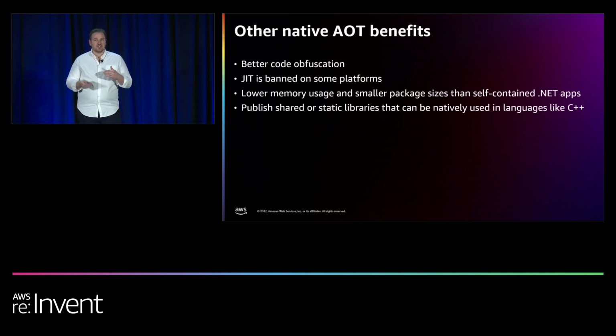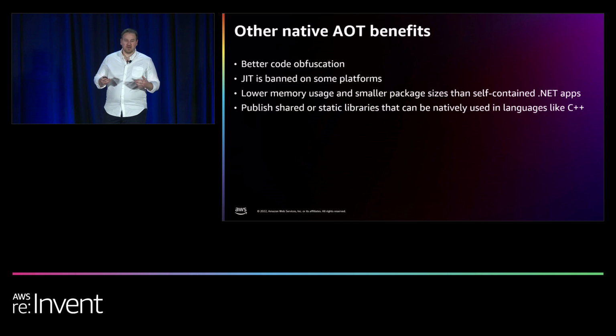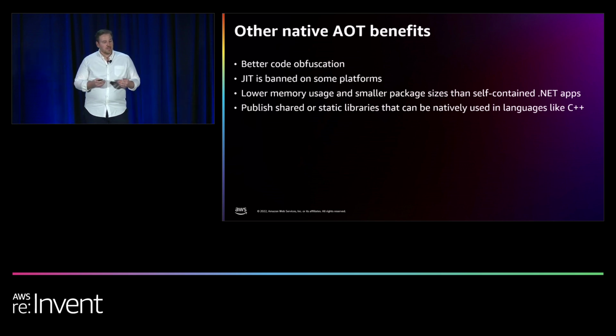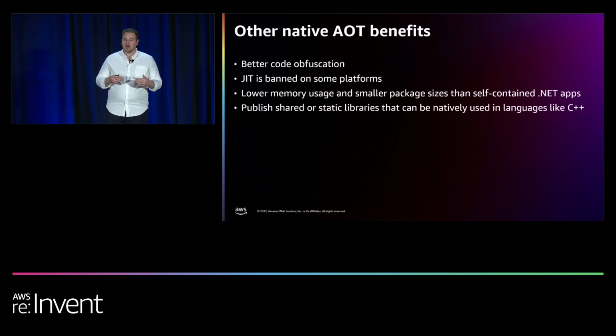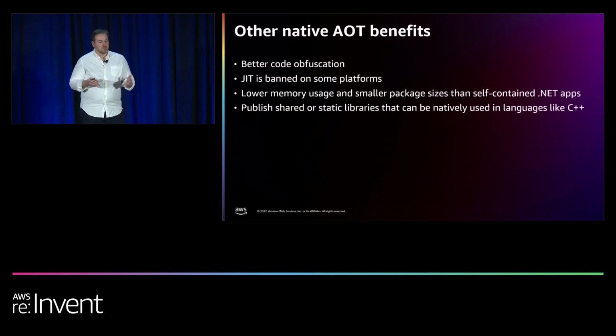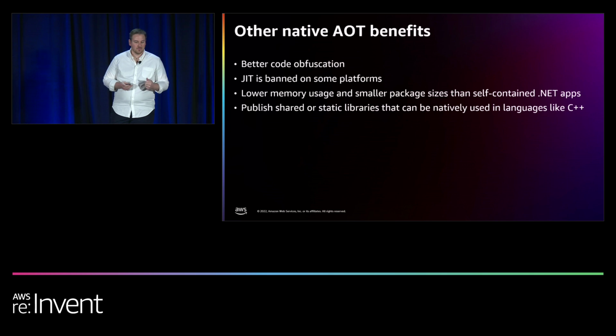So just in general, even if you have a steady state app that's not necessarily cold starting all the time, you can still get that benefit of needing less memory and less resources to run a native AOT app versus a JIT app. And then lastly, another benefit some people could get is interoperability with other native libraries and applications. So you can use native AOT to publish shared or static libraries and interact with other C++ apps and whatnot.